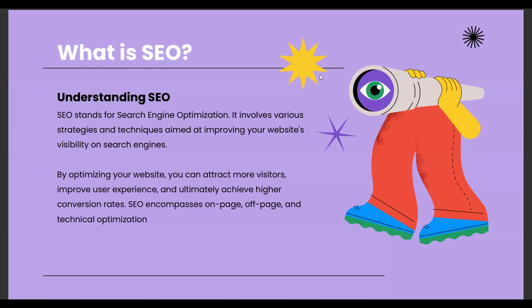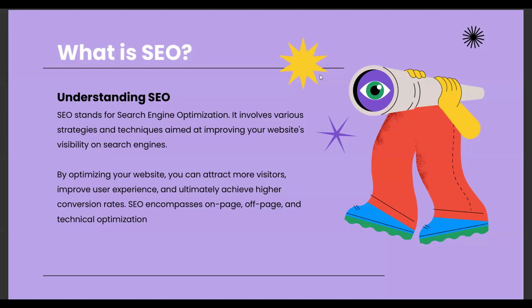Now, search engine optimization is simply optimizing your website so that when people come and query on Google or query on Bing, and when we say query, it simply means when people put in a search term, your website can be able to appear. By optimizing your website, you can attract more visitors, improve user experience, and ultimately achieve higher conversion rates. SEO encompasses on-page SEO, off-page SEO, and technical SEO.